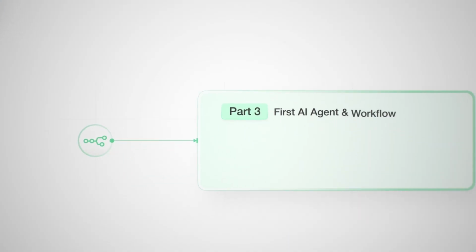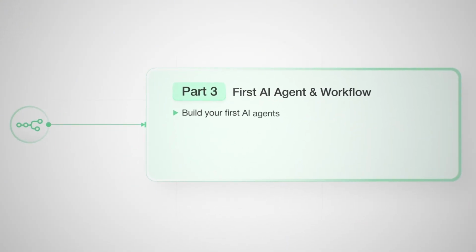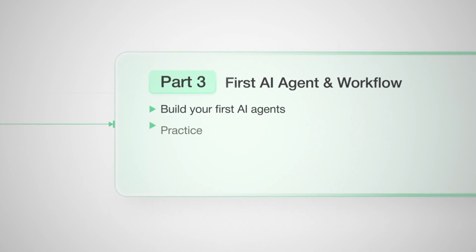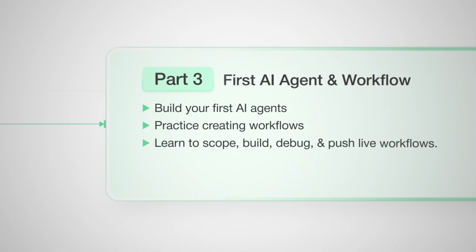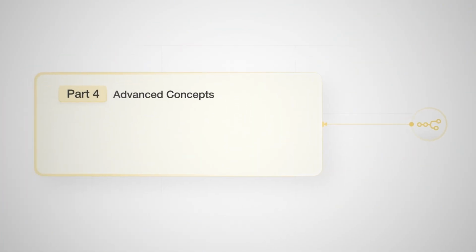As you can probably tell by my other videos, I hate the boring, nerdy, technical theory side of things. So in part 3, we will jump head in first and we will build our first ever AI agents. And throughout that third section, the idea is to just start putting in the reps of actually building out the workflows, understanding how to scope them, how to build them out, how to debug them, and how to push them live.